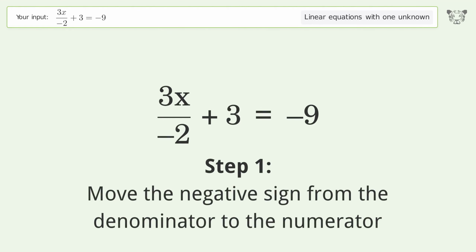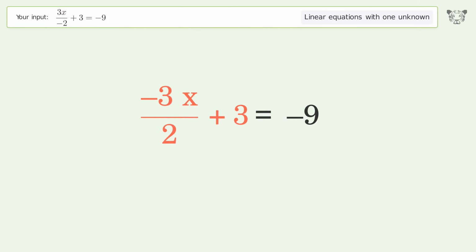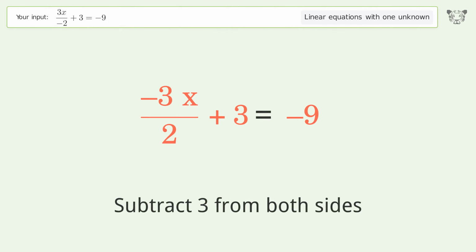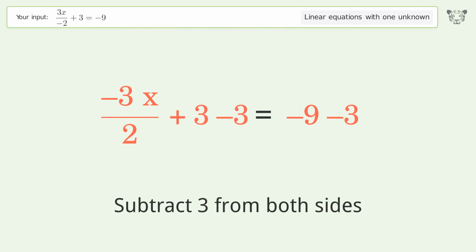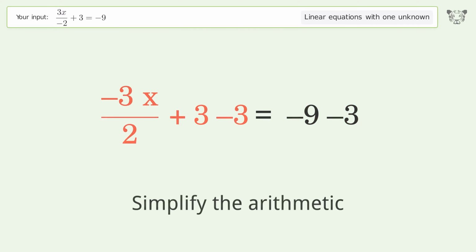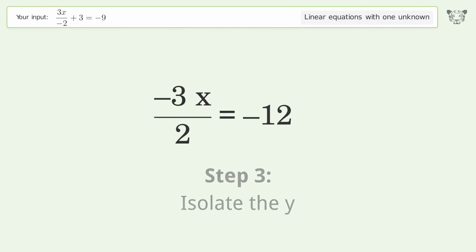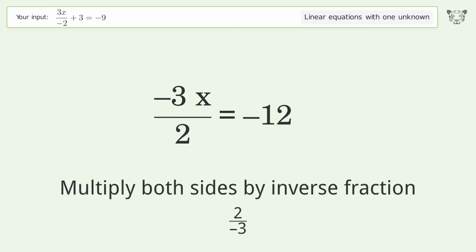Move the negative sign from the denominator to the numerator. Group all constants on the right side of the equation. Subtract 3 from both sides. Simplify the arithmetic. Isolate the y. Multiply both sides by inverse fraction 2 over negative 3.